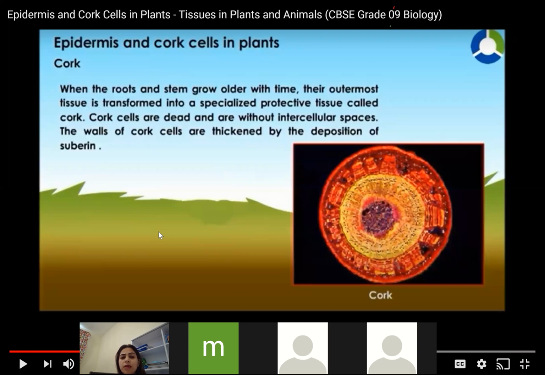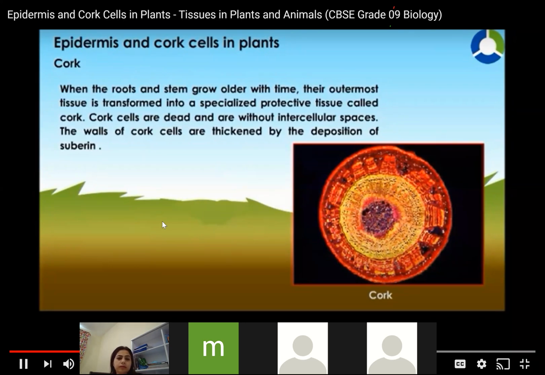Yes, so in some plants, while they are growing older, the outermost tissue, which is the epidermis, is transformed into specialized protective tissue. They are called what? Cork. They are dead cells. Notice this difference? And there will be different layers, not only one layer.